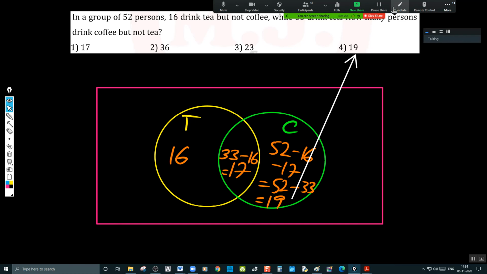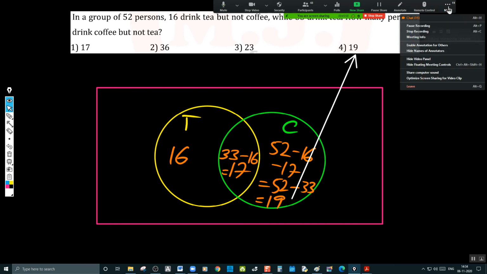Sir, from the 17 people, they drink coffee also, right? Okay, they drink coffee but not tea. Yes sir, 19. Got it, sir.